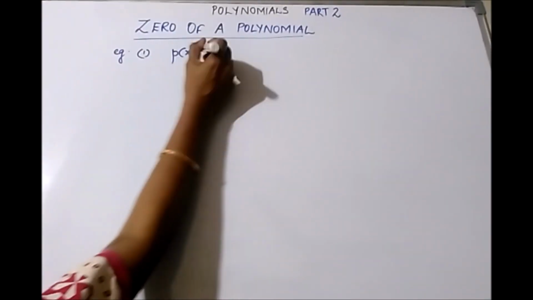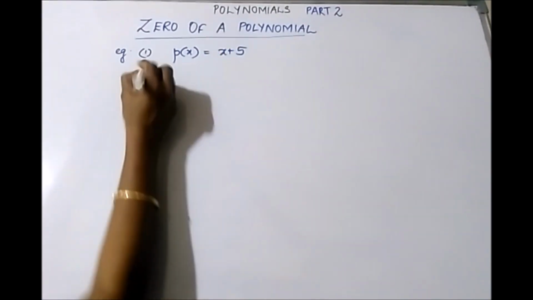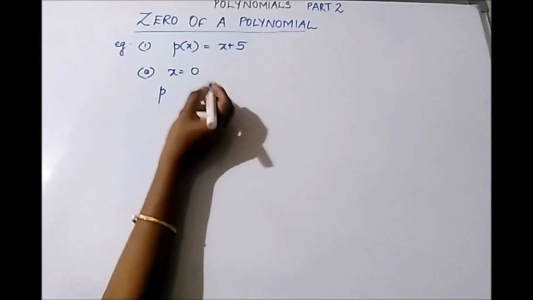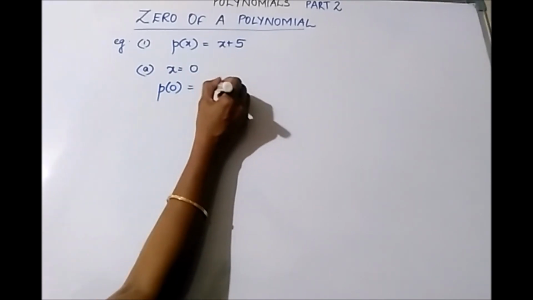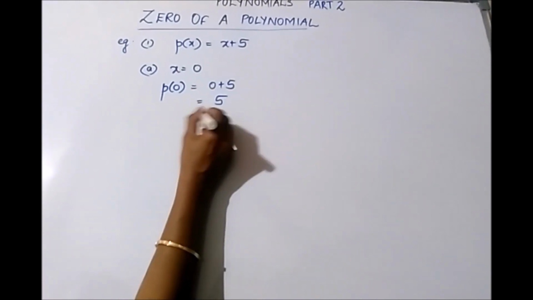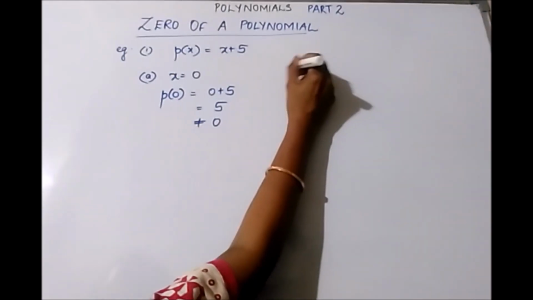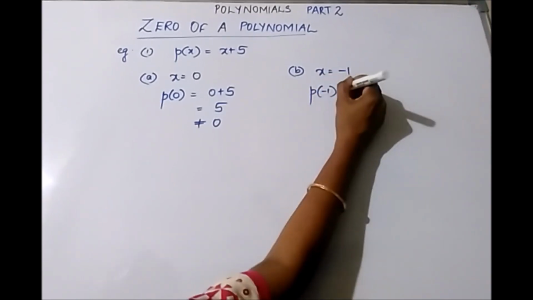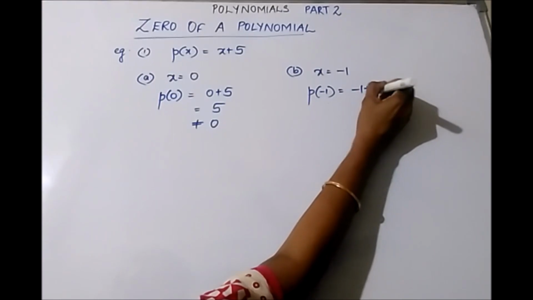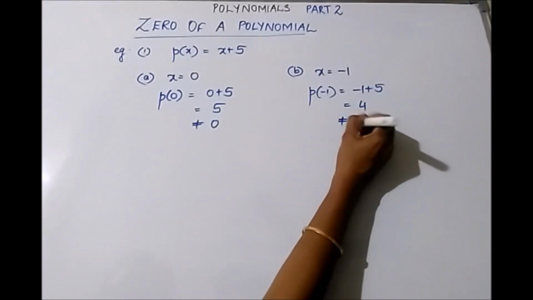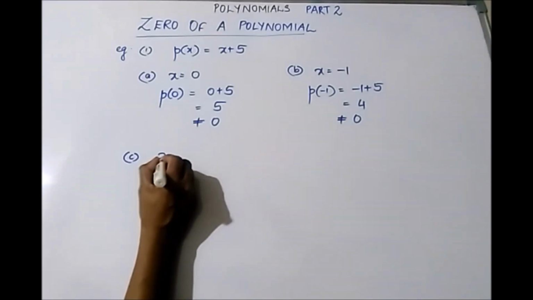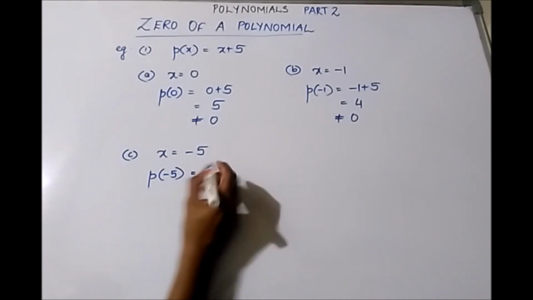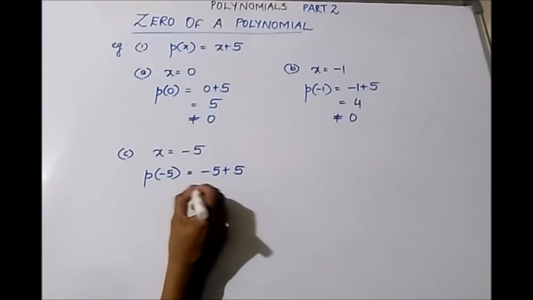Let us understand this by taking an example. Given a polynomial x plus 5. Let us take x equal to 0. By substituting x equal to 0, we get 0 plus 5 is equal to 5. This is not equal to 0. Let us take one more value, x equal to minus 1. Here we get the value of the polynomial as 4, which is also not equal to 0. Now let us take x equal to minus 5. Here we get minus 5 plus 5 equal to 0.